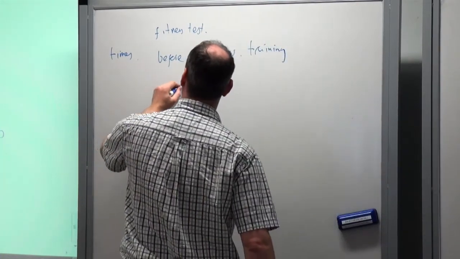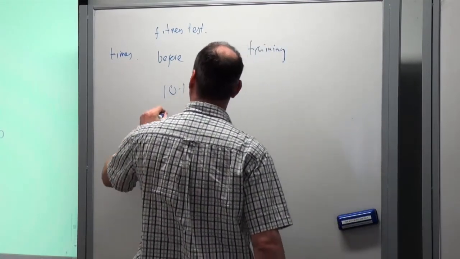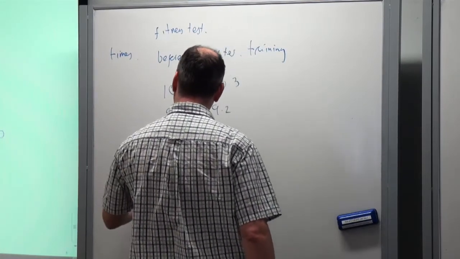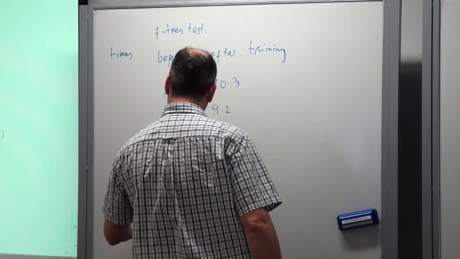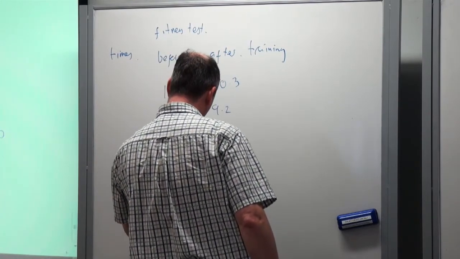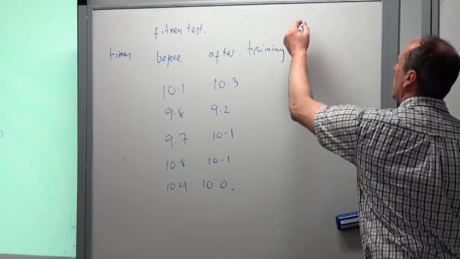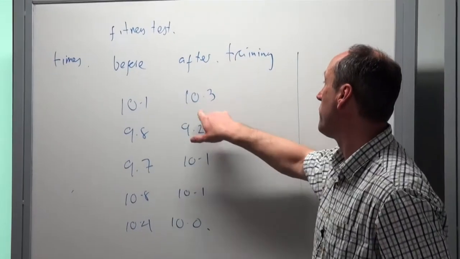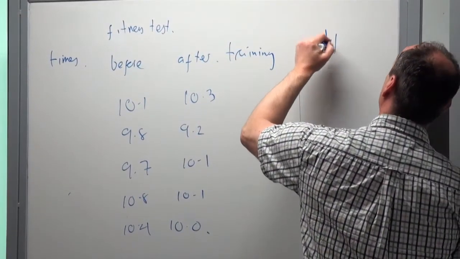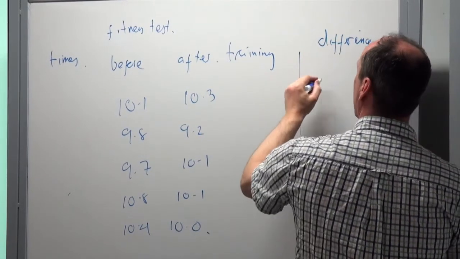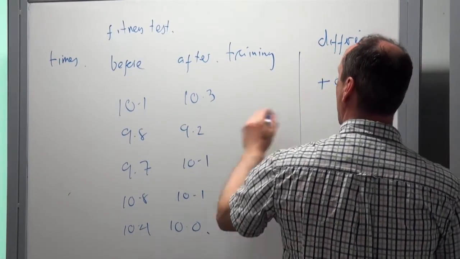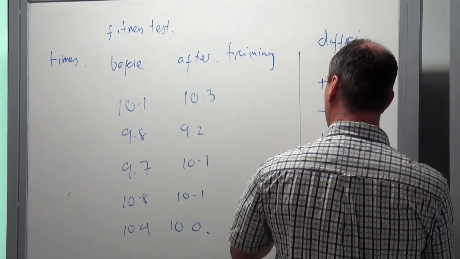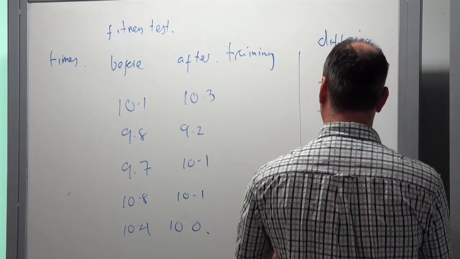Before it might take you 10.1 minutes, and after it might take you 10.3, 9.8, 9.2, 9.7, 10.1, 10.8, 10.1, and so forth. And you want to know if this training has actually made you run faster. So you look at the difference. Plus 0.2, minus 0.6, plus 0.3, minus 0.7, minus 0.4.